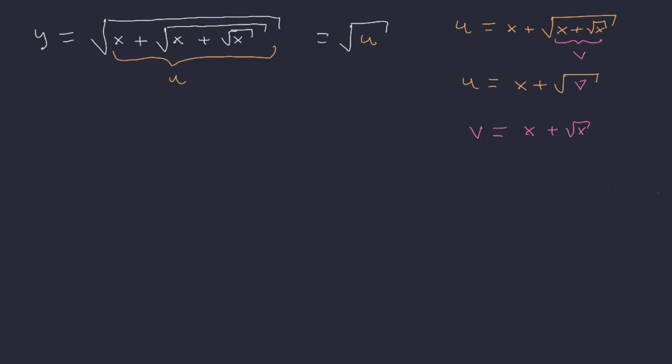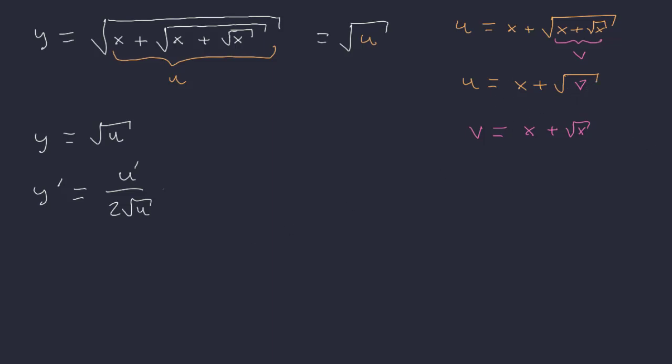Okay, now I should be able to do our sort of chained reasoning here, I guess is what you could call it, because we have y is equal to the square root of u. So y prime is going to be 1 over 2 root u times u prime, or a little simpler, y prime is going to be u prime over 2 root u.